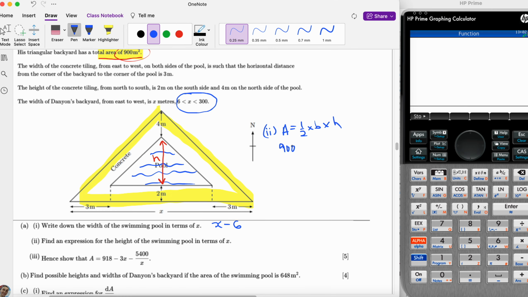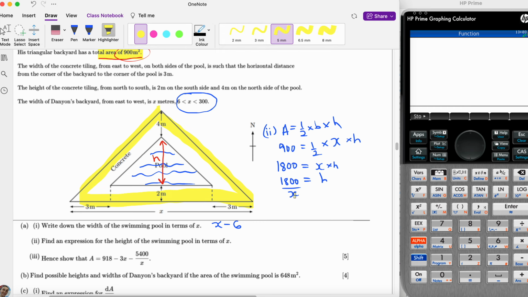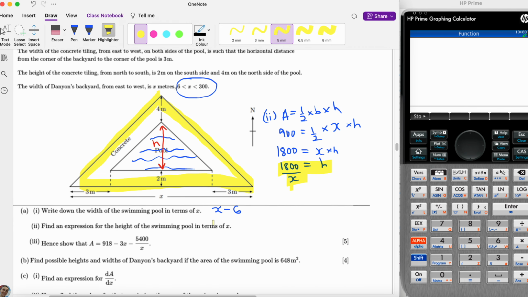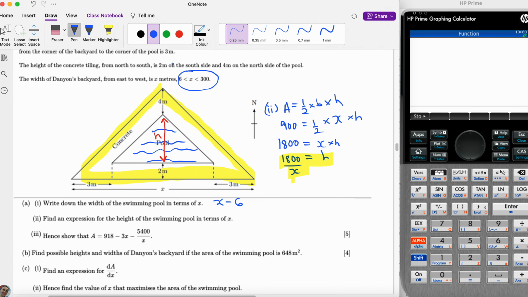You know that the area is 900, and the base here is actually X, not X minus 6, because right now we're using the whole thing. So this is X, and this is H. They want the height, so multiply both sides by 2 and you get 1800 is X times H, and then divide both sides by X. What you end up with is 1800 over X for the height. So that's this.